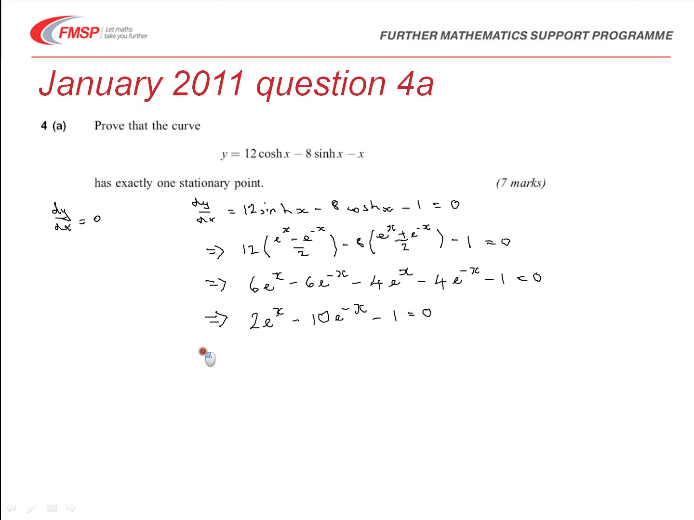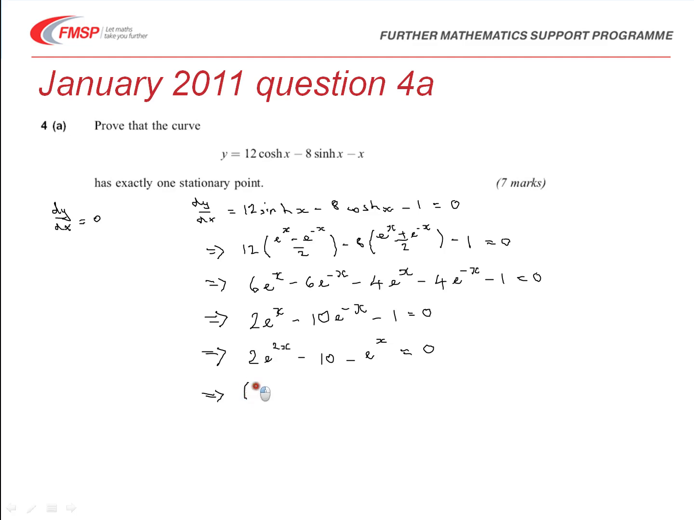So if we then multiply through by e to the x, this will give us 2e to the 2x minus 10 and then minus e to the x. So we should recognize this as being a quadratic in terms of e to the x. So we are solving a quadratic equation here, and we're fairly hopeful that this will be something that will factorize.